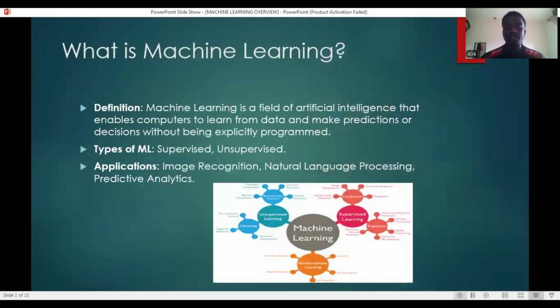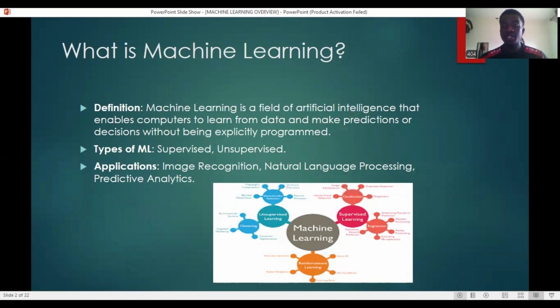Machine learning is just a field of artificial intelligence that enables computers to learn from data and make predictions without being explicitly programmed. By saying explicitly programmed, I mean that the computer is given data patterns, and it is from those data patterns that it makes conclusions depending on the data that has been given to it.